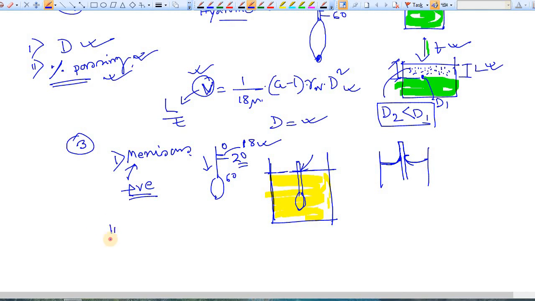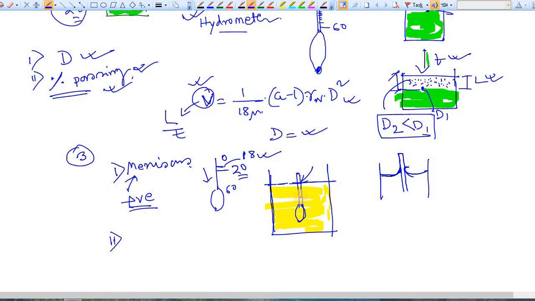The second one is the correction due to the deflocculating agent. What is a deflocculating agent? When you are mixing the soil particles within this water, the soil particles try to coagulate, or they make a bigger particle together. If this happens, you will not get the exact reading. That's why you have to add some external agent. The known name is sodium phosphate. This will keep your particles apart, so flocculation will not form.